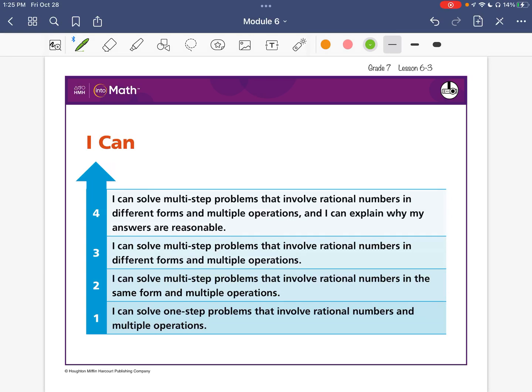Here is grade 7, module 6, lesson 3. I can solve multi-step problems that involve rational numbers in different forms and multiple operations.